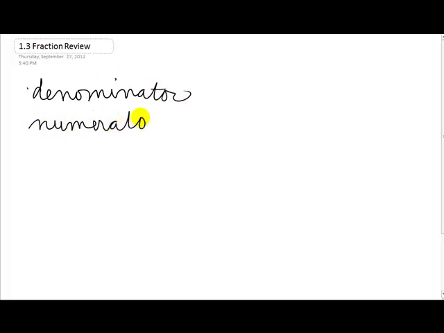1.3 Fraction Review. A lot of people are afraid of fractions, so I start my face-to-face class by asking the class what they remember about fractions, and they start calling out things like denominator, or numerator, or KCF, maybe mixed numbers.